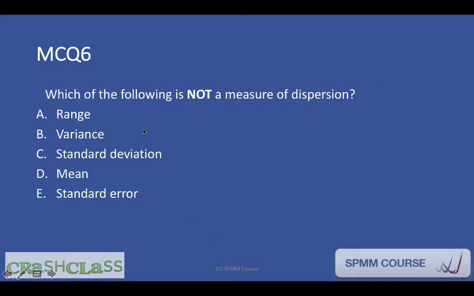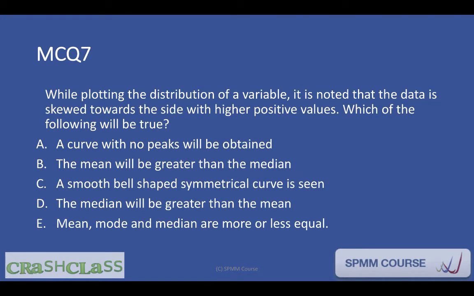Which of the following is not a measure of dispersion? Range, variance, standard deviation, mean, standard error. So very straightforward question. Mean is not a measure of dispersion. Mean is a measure of central tendency. While plotting the distribution of a variable, it is noted that the data is skewed towards the side with higher positive values. So this is a positive skew. Which of the following will be true? Curve with no peaks will be obtained. Mean will be greater than the median. Yes, mean will be greater than the median.